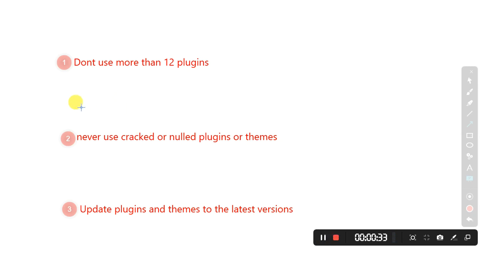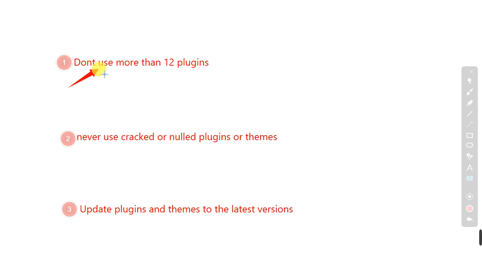Rule number 1, don't use more than 12 plugins, because if you use more than 12 plugins then definitely it will increase input output usage, and that will be the problem. Actually, you can do lots of things within 10 or 11 plugins. Definitely it will slow down your entire website.